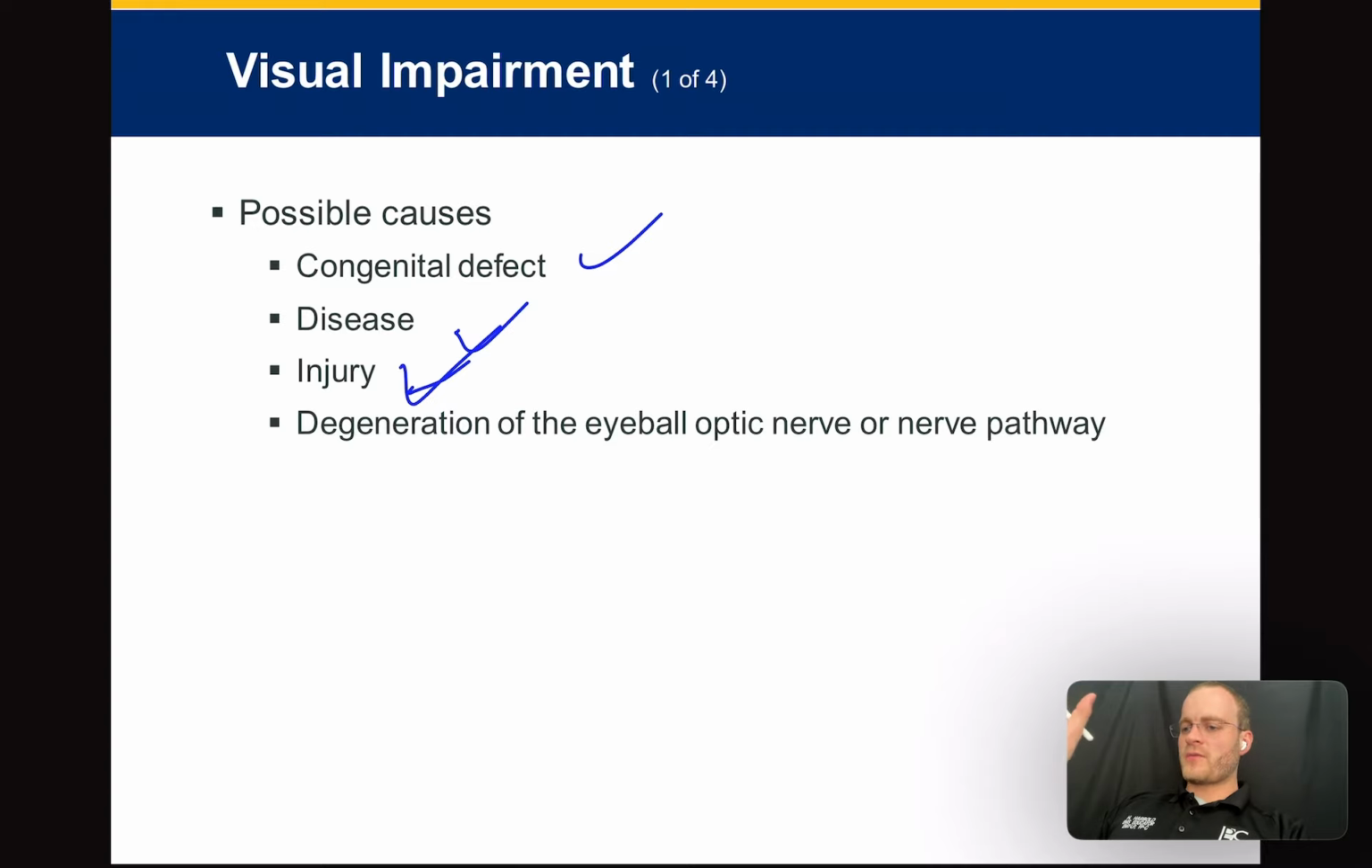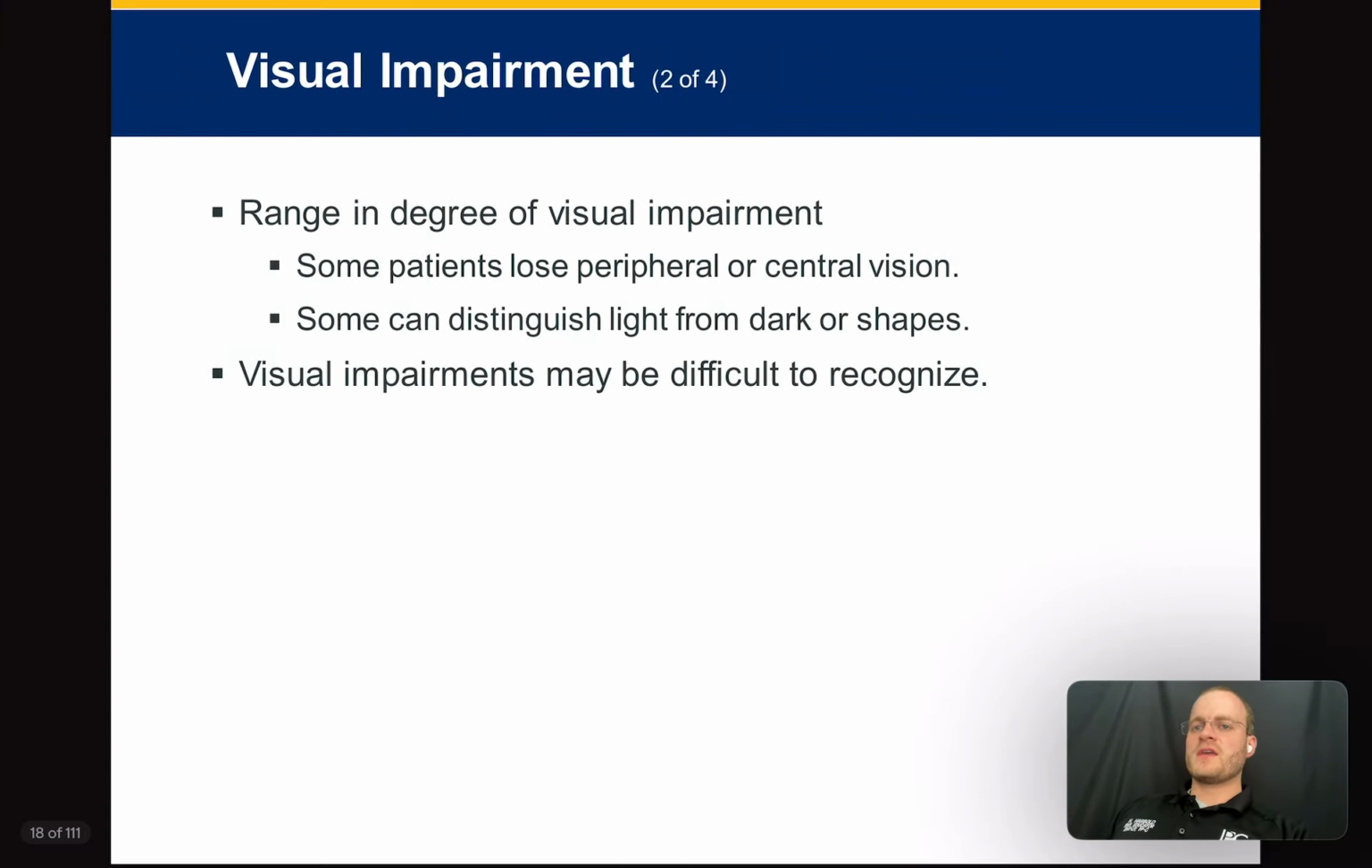Degeneration of the eyeball, optic nerve, or nerve pathway could be impaired. Again, this could be genetic, it could be environmental, it could be disease, there's a lot of reasons people can have visual impairment. And so this is obviously going to vary.